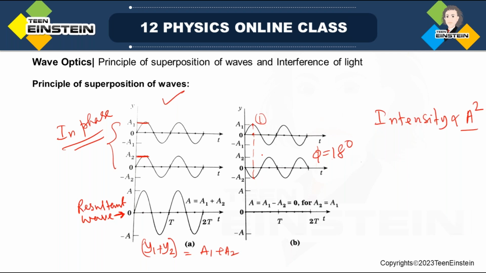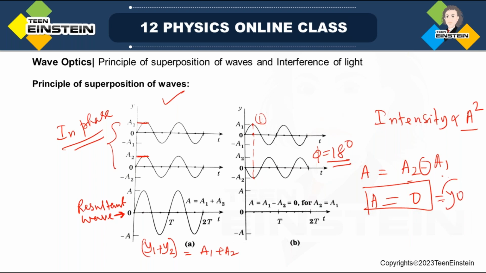Now when the waves which are superposing on each other are meeting 180 degrees out of phase, then their resultant amplitude will be a2 minus a1. There will be a minus sign. Obviously, if these two are of equal amplitude, then the resultant displacement will be 0, so intensity will be 0, everything will be 0. So I hope you have understood.